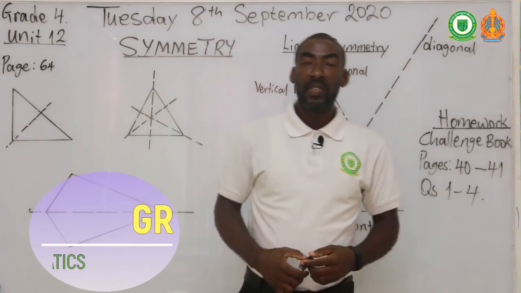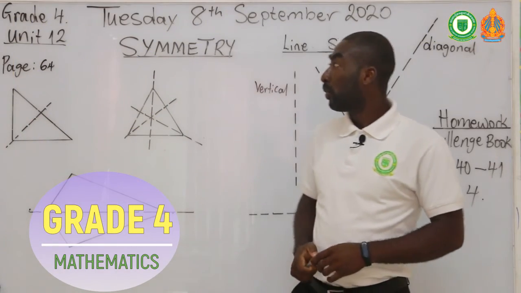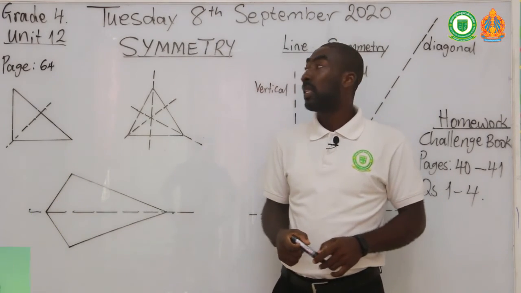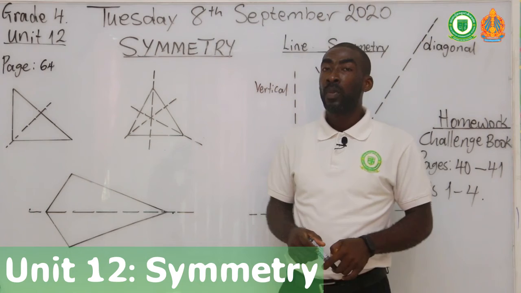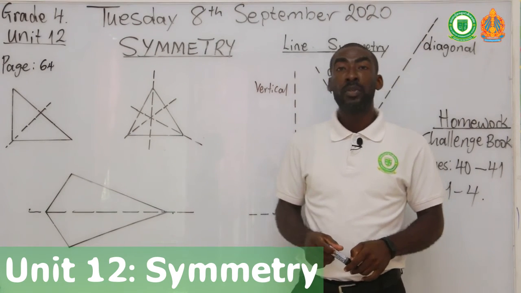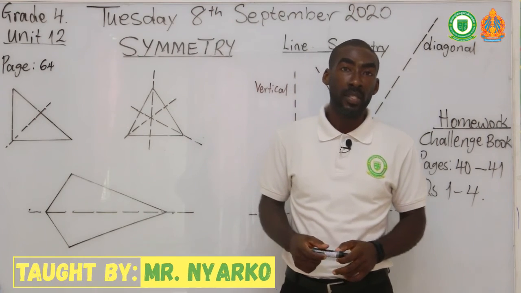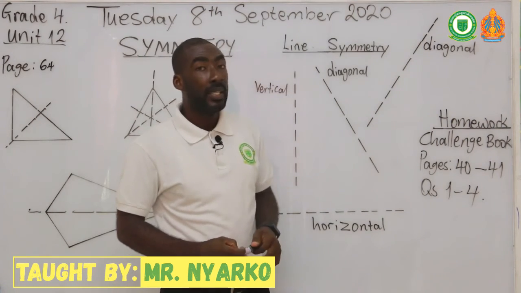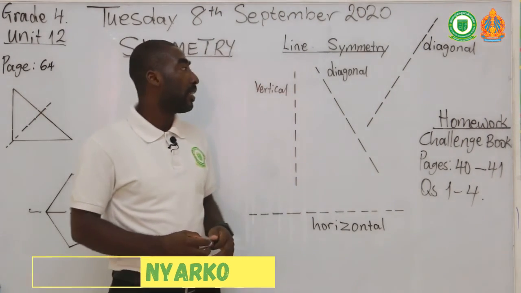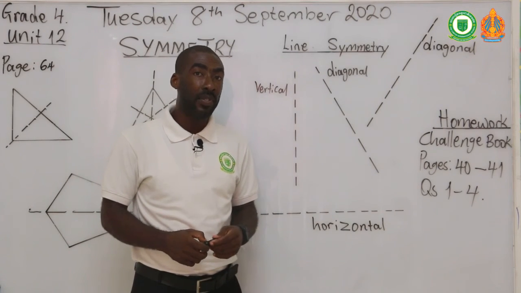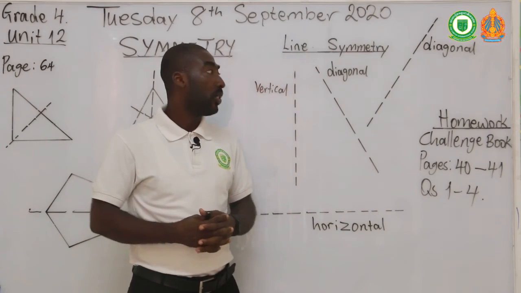Students, this is our last video, and I want to do a recap with you on our lesson today. Our lesson has been on symmetry, and we have gone through some of the shapes and how we can put a line of symmetry inside. So basically, symmetry means that you are dividing an object or a shape into two equal halves that fit into each other.